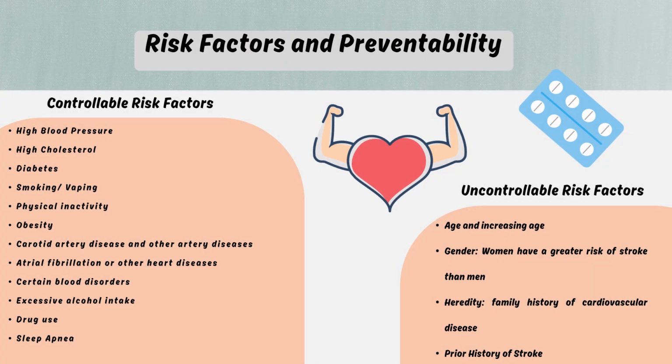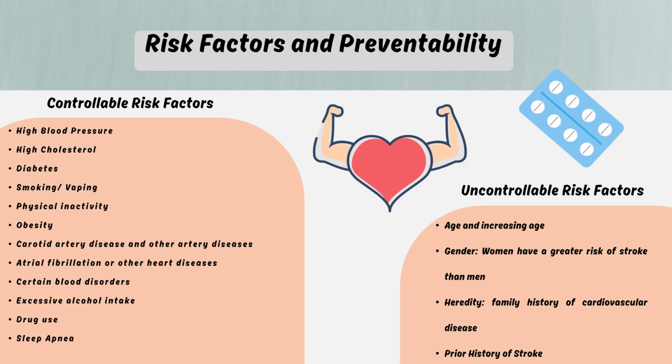Risk factors and preventability of a stroke are organized into two main categories: controllable risk factors and uncontrollable risk factors. Controllable factors are those that can be changed or managed through medical intervention and/or lifestyle changes, and uncontrollable factors are those that cannot be changed and are fixed.